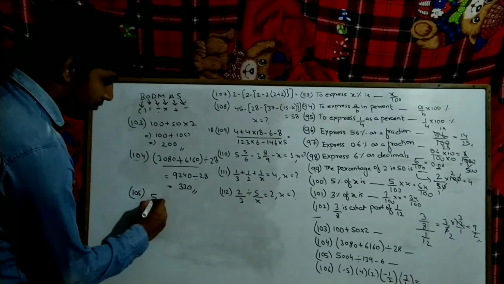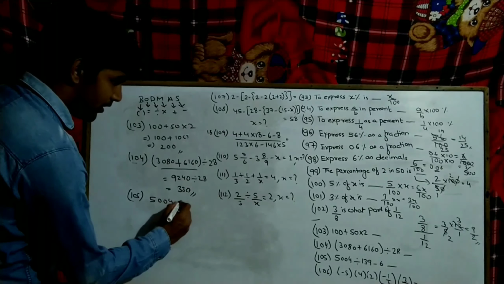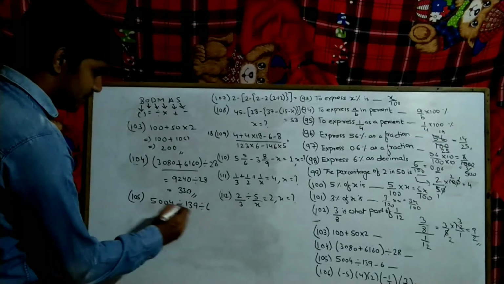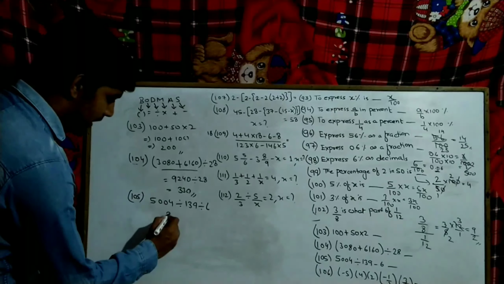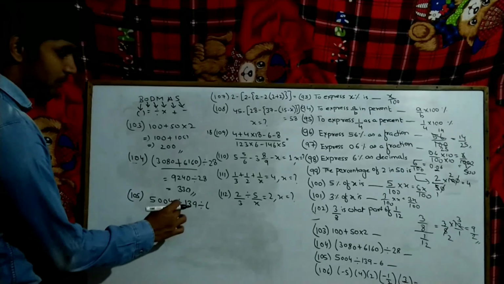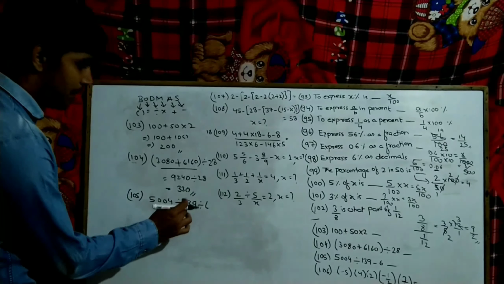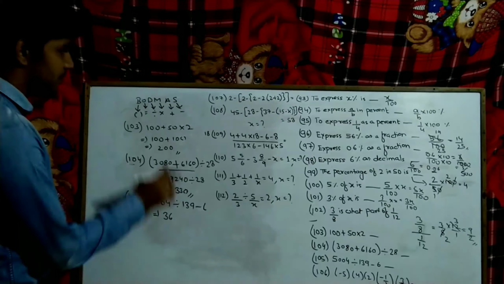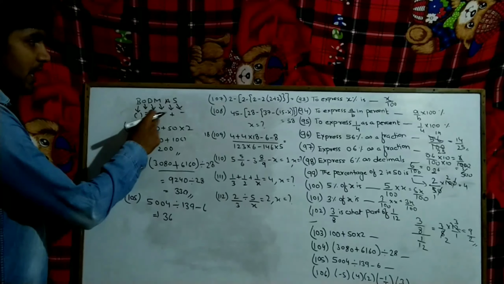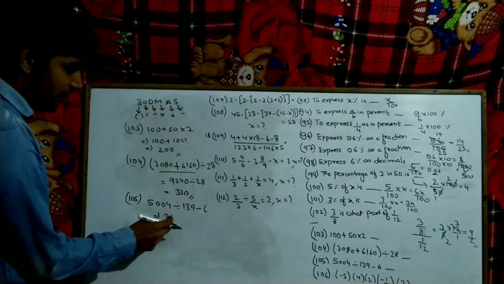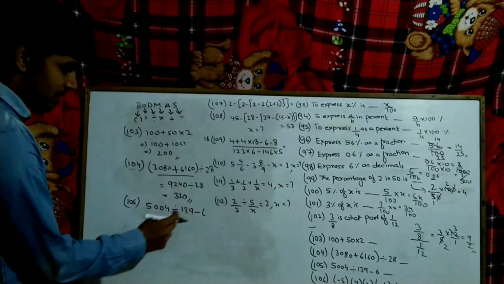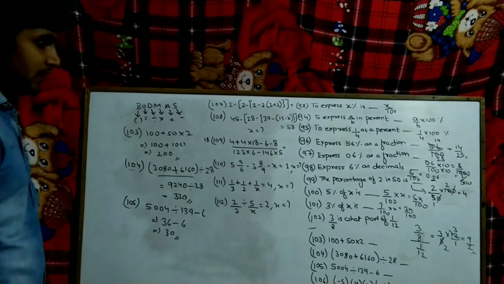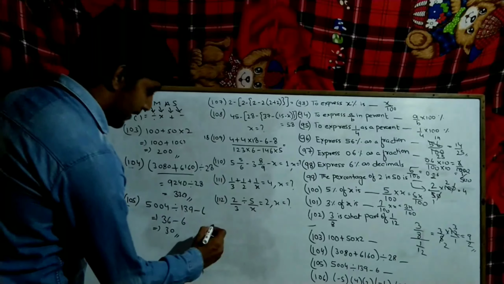Now let's take 105: 5004 divided by 139, minus 6. If we divide these two, we get 36. Sorry, this is minus. Why am I doing division first? Because division will come first as compared to subtraction. That is why I am doing the division part first. Minus 6, so you get 30. Clear?